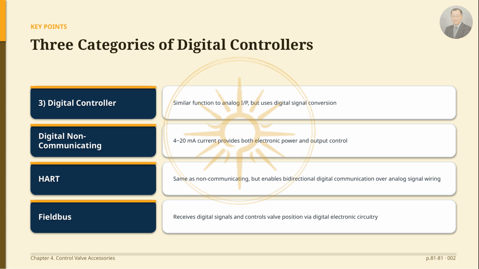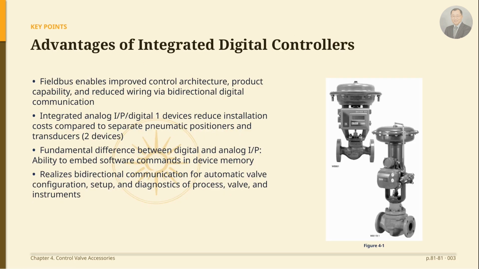Digital products are further divided into three categories. In digital non-communicating types, a current signal of 4 to 20 milliamperes simultaneously powers the electronics and controls the output. The HART method is the same as the non-communicating type, but it also enables two-way digital communication using the existing analog signal wiring. Finally, the Fieldbus method receives digitally based signals and controls the valve position using digital electronic circuitry coupled with mechanical components.